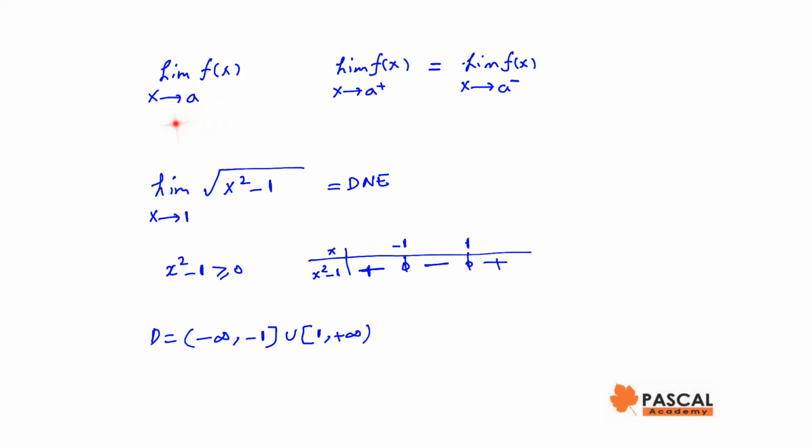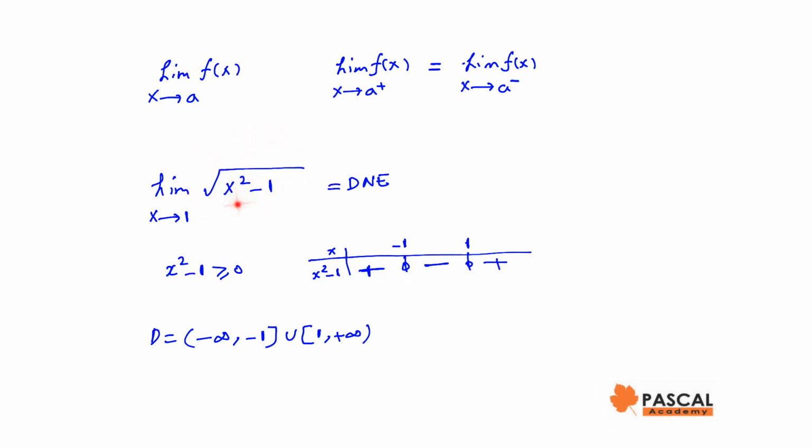In this video, we are going to review left side and right side limit of f(x) as x approaches a. We know limit of f(x) as x approaches a exists if and only if both right side and left side limit of f(x) as x approaches a exist and they are equal. For example, limit of f(x) equals square root of x² minus 1 as x approaches 1 does not exist.